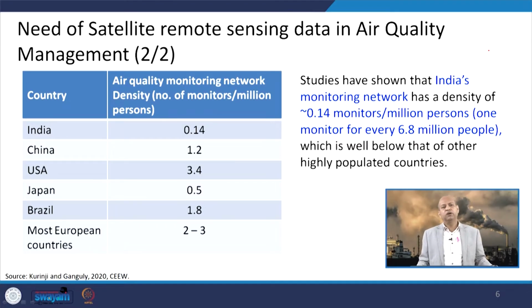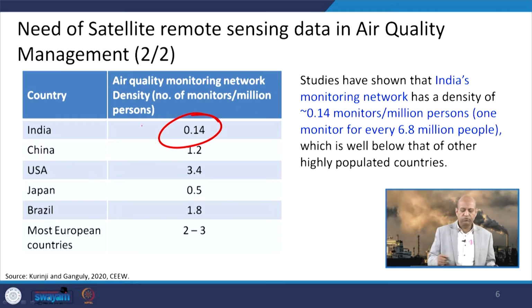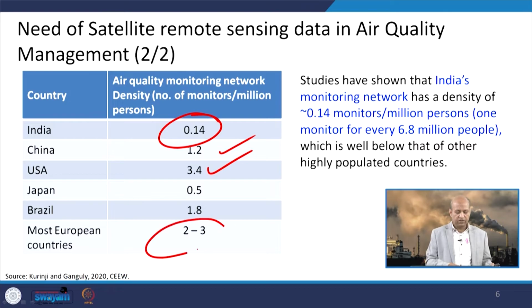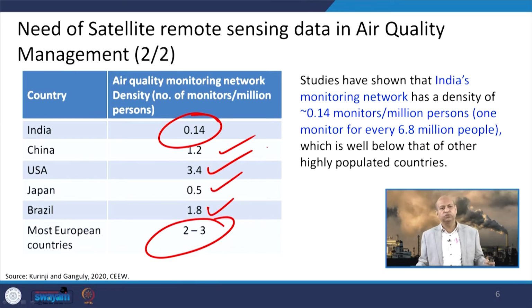Well, in the context of India, if we talk about the air quality monitoring network density in different countries, ours is the lowest one. You can see here only 0.14 monitors per million people in India, whereas in China it is 1.2, in USA it is 3.4, in European countries it is 2 to 3, Brazil 1.8, and Japan 0.5. So we are the lowest one in that case.